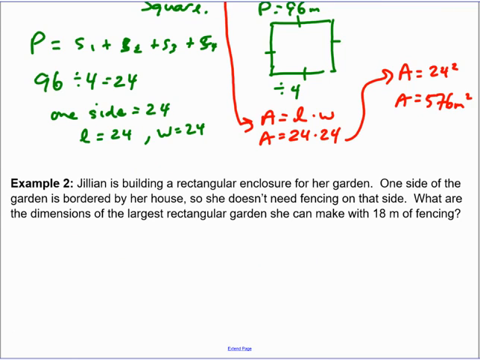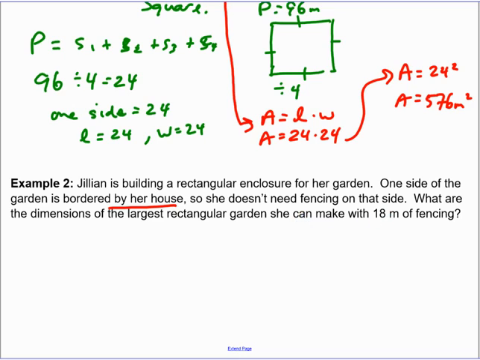Okay, so here's another example. It's going to be a three-sided one. Jillian is building a rectangular enclosure for her garden. One side of the garden is bordered by her house, so she doesn't need any fencing on that side. What are the dimensions of the largest rectangular garden she can make?